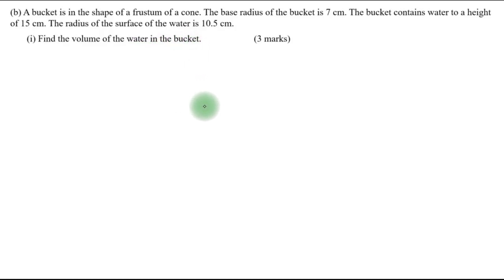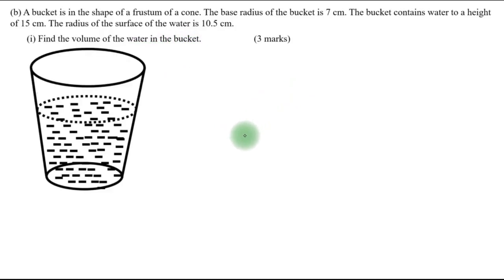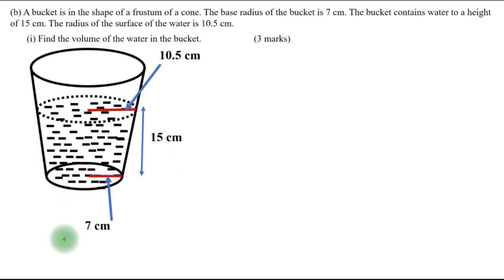So the first thing, we just draw the bucket. So that is it. And its radius, we have the bottom radius, top radius. For our case, the bottom radius is 7 centimeter. Then the top radius is 10.5 centimeter. Then its height is 15 centimeter. So we can extend this part to get the part of the cone which was removed when making the bucket. So from here we extend this part and also this part, so that now we have a conical shape.